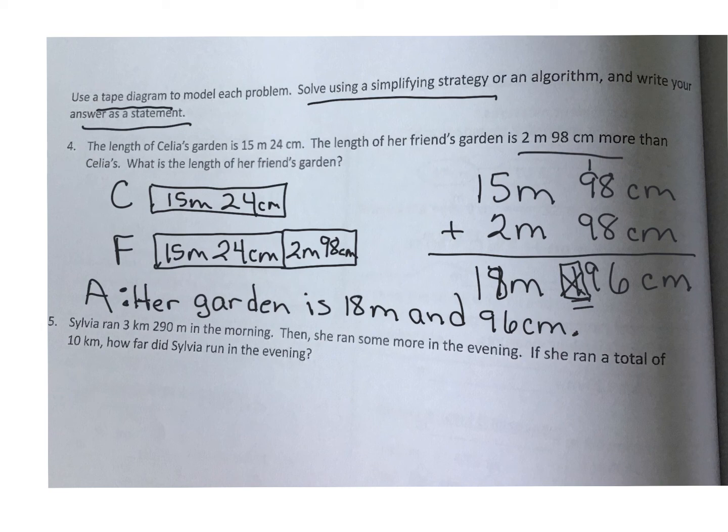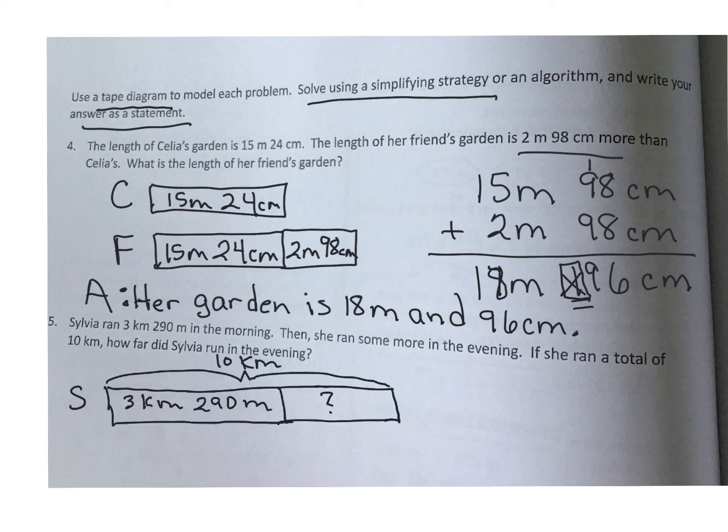Okay, the next problem says Sylvia ran 3 kilometers and 290 meters in the morning. Then she ran some more in the evening. If she ran a total of 10 kilometers, how far did Sylvia run in the evening? So let's draw that as a tape diagram. Okay, so here's my tape diagram. 10 is the total that she ran. This is how much she ran in the morning, and then we need to find out how much she ran in the evening.